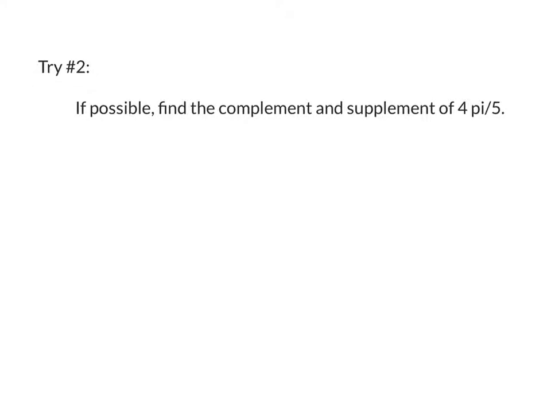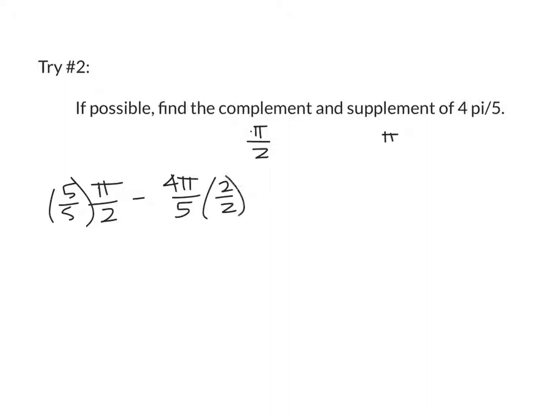In try number 2, it says, if possible, find the complement and supplement of 4 pi over 5. Again, for the complement, it has to add up to pi over 2, and for the supplement, it has to add up to pi. So for 4 pi over 5, I'm going to do pi over 2 minus 4 pi over 5 to find the complement. We need a common denominator again, so I multiply by 5 on this one and by 2 on this one. This gives me 5 pi over 10 minus 8 pi over 10.